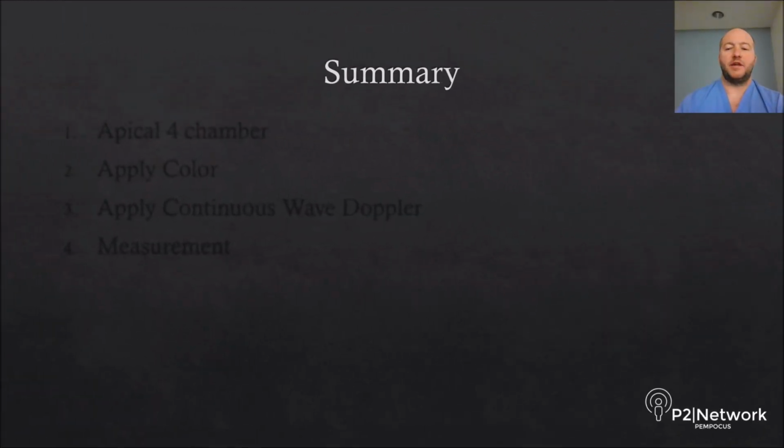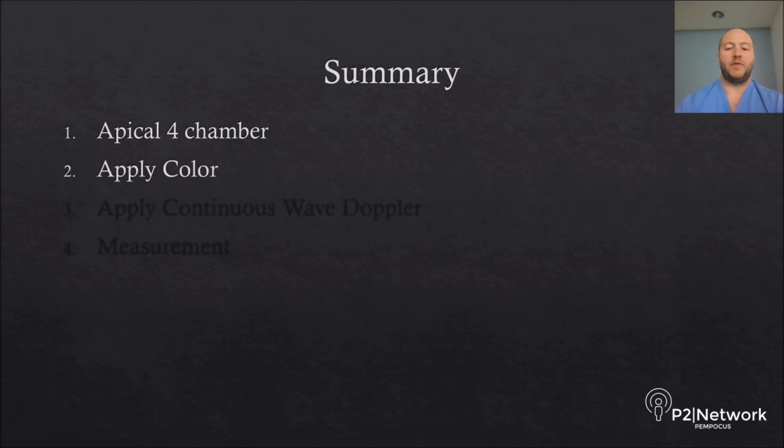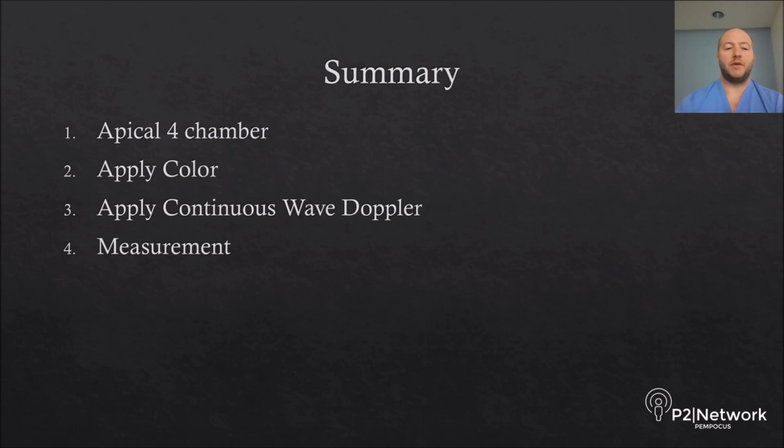In summary, we have 4 steps to obtaining our tricuspid regurgitant jet velocities. We obtain our apical 4-chamber view. We then apply color, followed by continuous wave Doppler, and finally, we obtain our measurement.